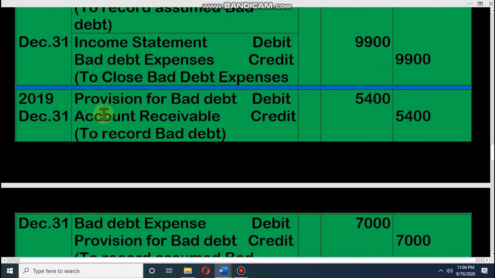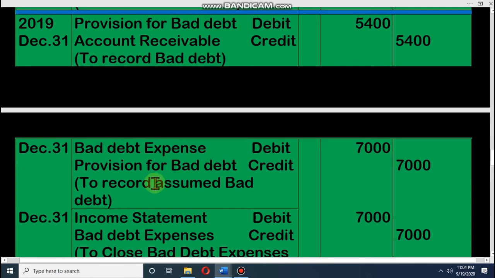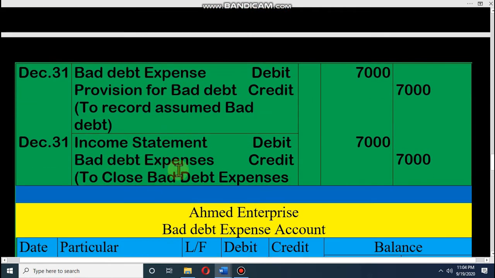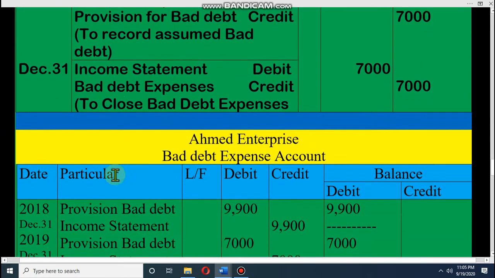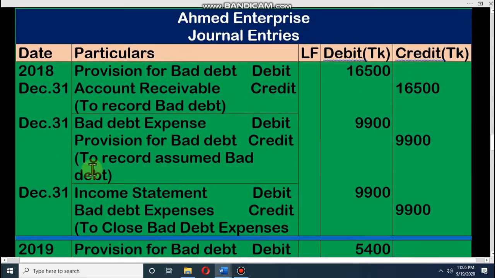Look at 2019: same provision for bad debt, account receivable, then bad debt expenses, provision for bad debt, then income statement, bad debt expenses. And if we do it for more years, same. That means every year we have to give the same journal, so we have to memorize this journal. We have to keep in mind that the first journal for recording bad debt is provision for bad debt and account receivable.